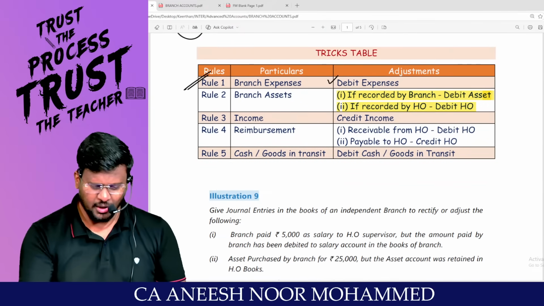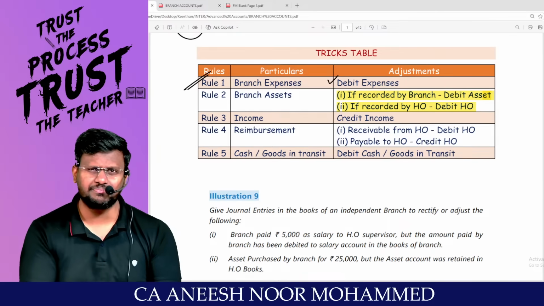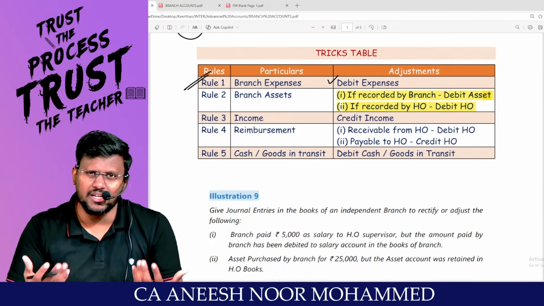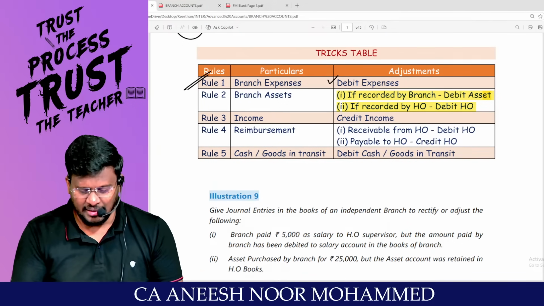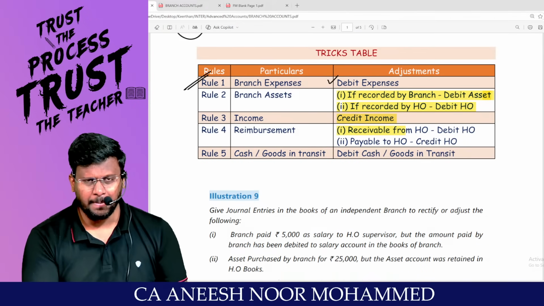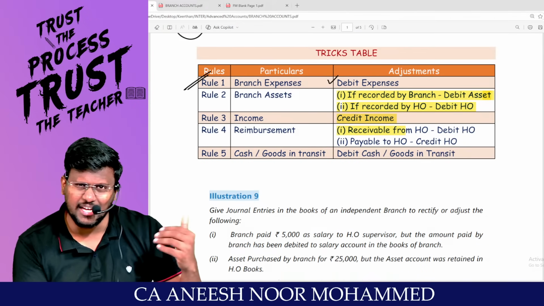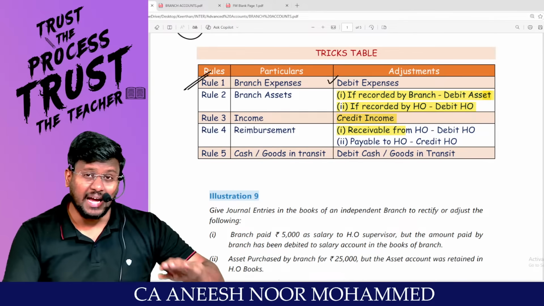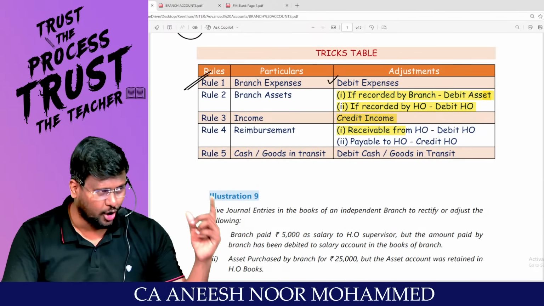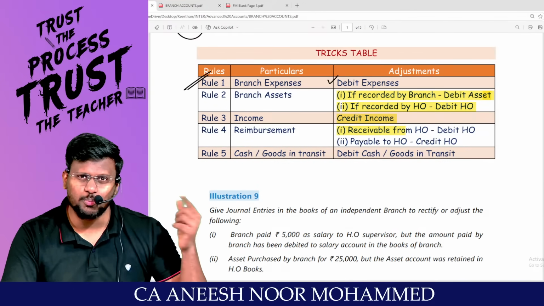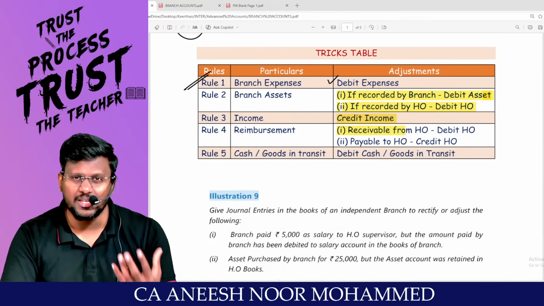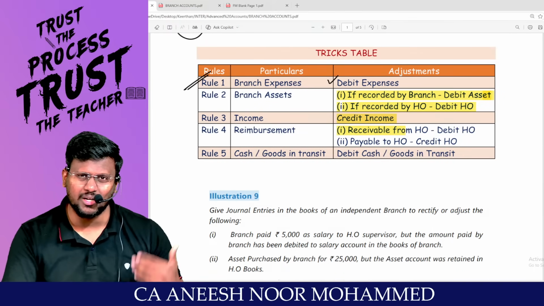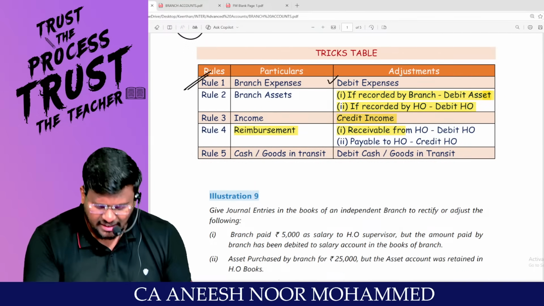That's it. Rule number 3, any income to the branch, the income should always be credited. Sir, credit the income. If it is received in cash, it is cash to income. If that income has been received by the head office, which is supposed to pay the money to the branch, it is a receivable from the head office. So head office to income. That's it.